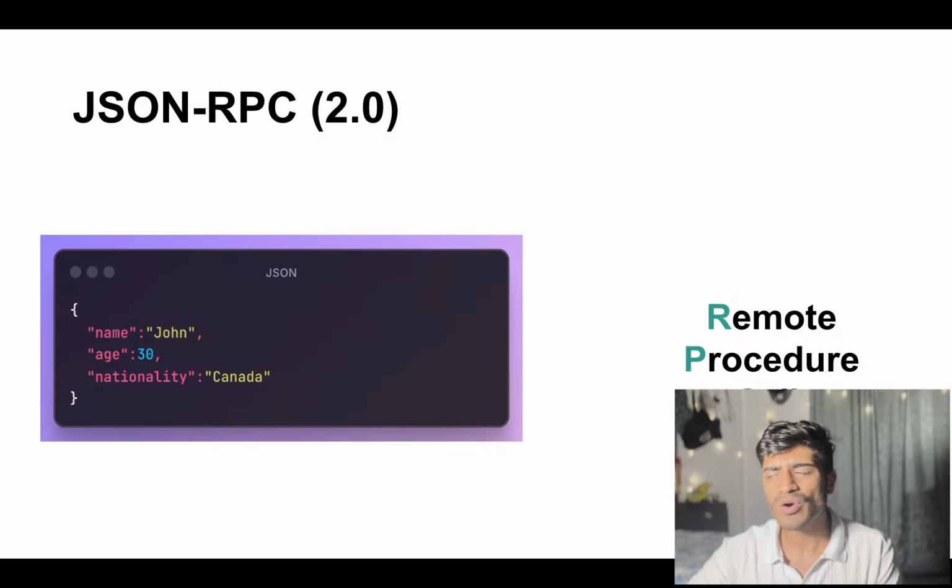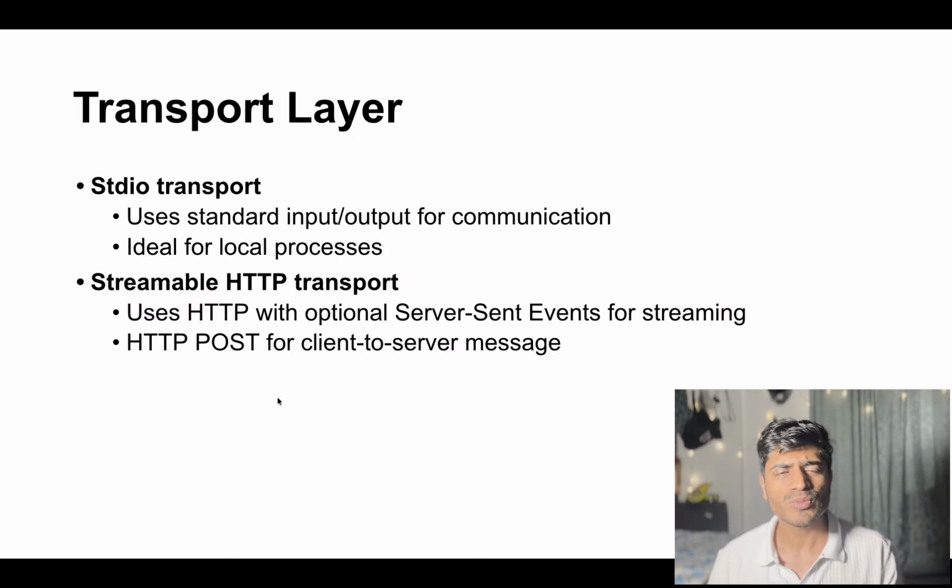So that's why it's called remote procedure calls: the procedures or the functions are stored somewhere remotely on a remote machine, and these procedures are called remotely, right? So this is how JSON RPC looks like, and we have two transport methods.